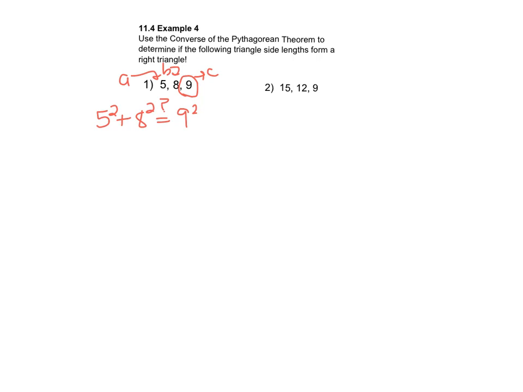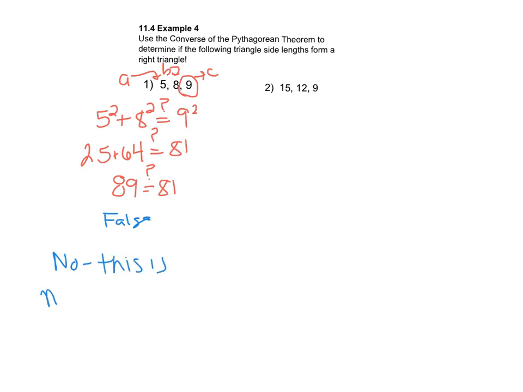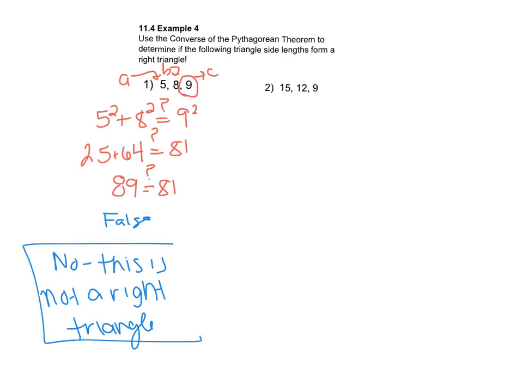So I'm checking to see if that works. Here I get 25 plus 64 is equal to 81. Still checking to see if this works. 25 plus 64 gives me 89. The right-hand side is 81. And because this is a false statement, because this does not work, I would state that the triangle side lengths of 5, 8, and 9, no, do not form a right triangle. And it's simply because the Pythagorean theorem does not work with the side lengths.